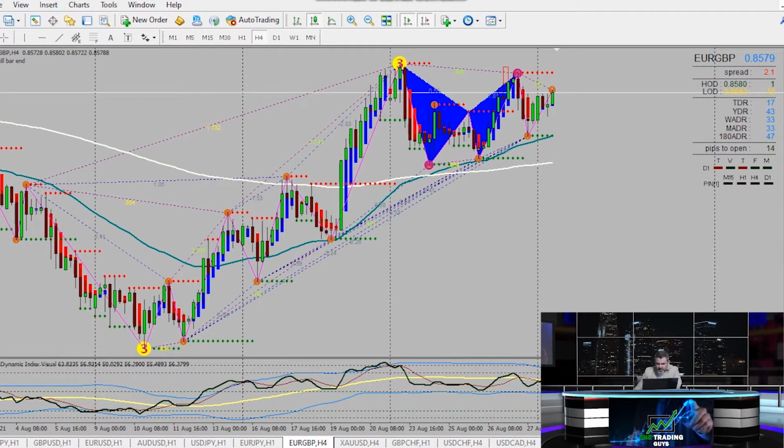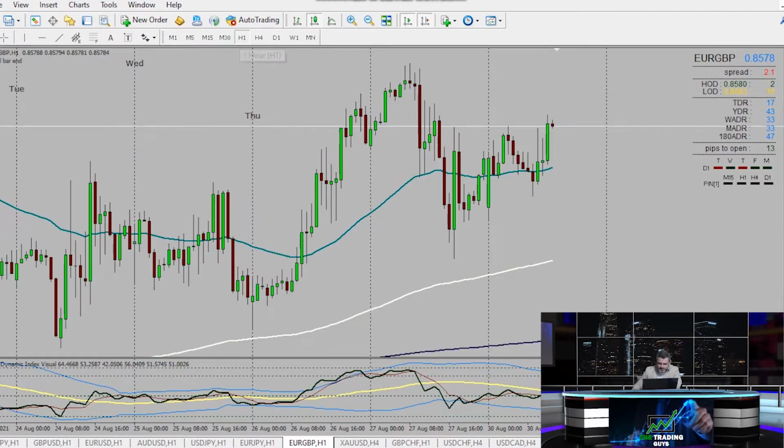Let's move on again. Here, H4, do we have a Gartley on the Euro GBP? Yes, we have a Gartley, fantastic, okay. Has it already ran? Yep, sadly it's already ran, okay. So we ignore that because it's already made its move. It's now moving long again. Let's look at the H1.